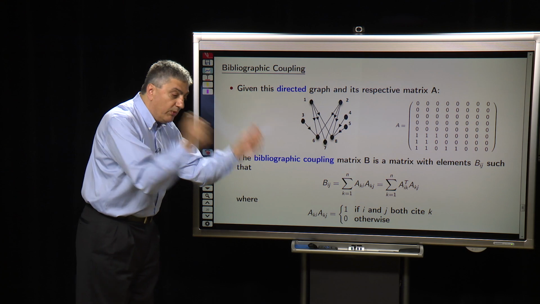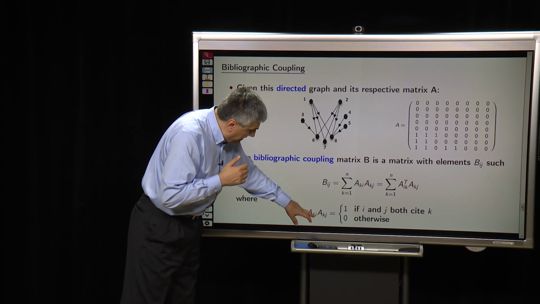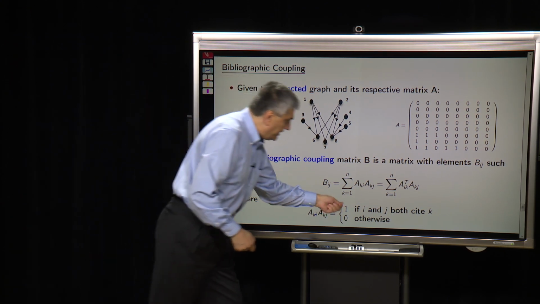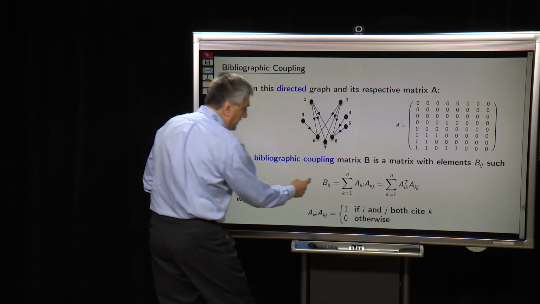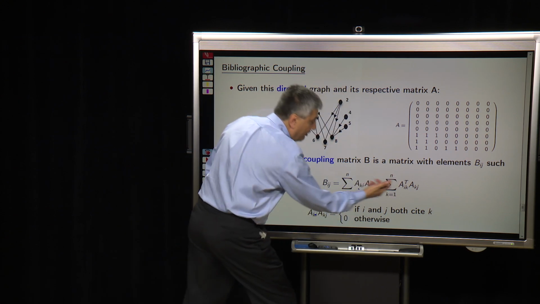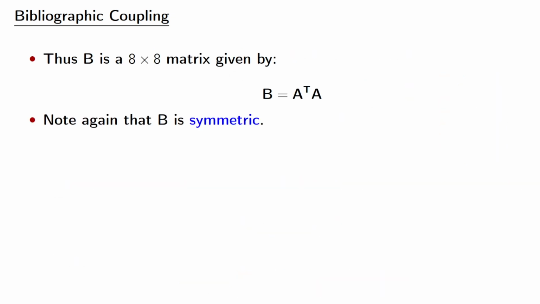Now what we do is we take the same approach as before, except we say 2 papers, I and J, if they both cite K, then this element here is going to be equal to 1. Because remember, I points to K, J points to K. If I and J point to K, it's going to be 1, otherwise it's going to be 0. Or we can write it as Bij is the sum of Aki times Akj, and then we transpose the first one, exactly what we had before, except the transpose of it. So it's A transpose A.